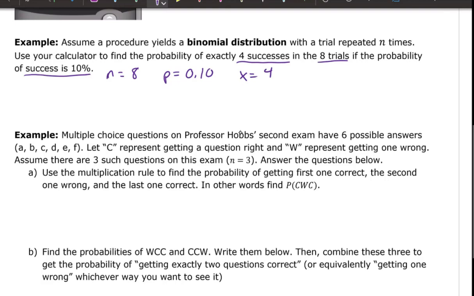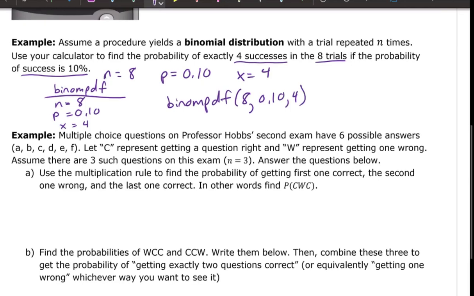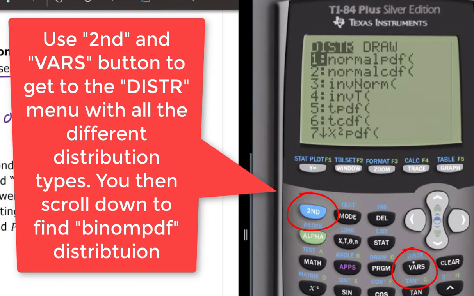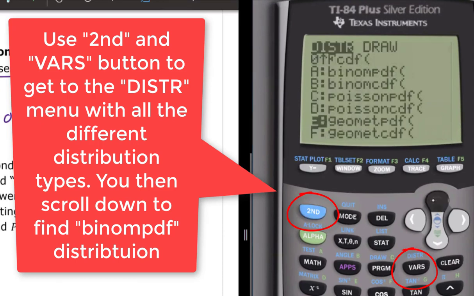Now on your calculator, under Binom PDF, you're going to put in n 8, p 0.10, and x 4. It'll appear on your screen after you hit calculate or enter. It'll appear like this right here. So let's go find this on our calculator. We hit second and then VARS, scroll up to get to A, which is easier, and we see the A option, Binom PDF.